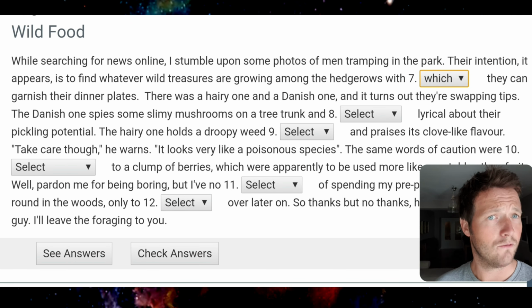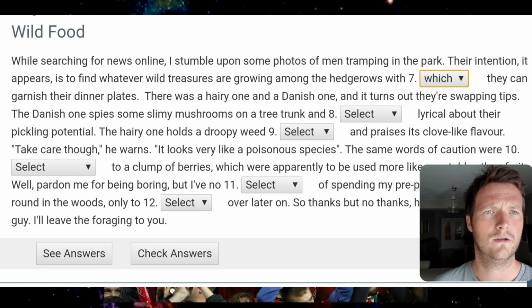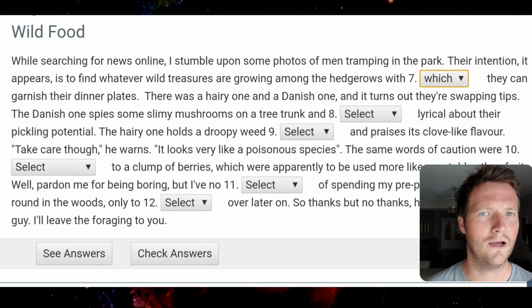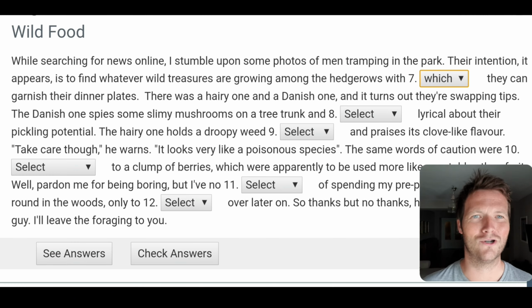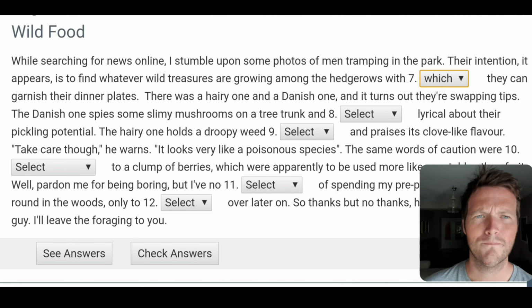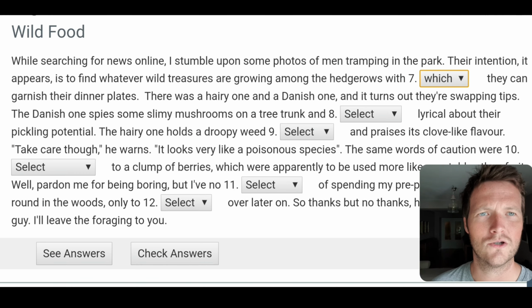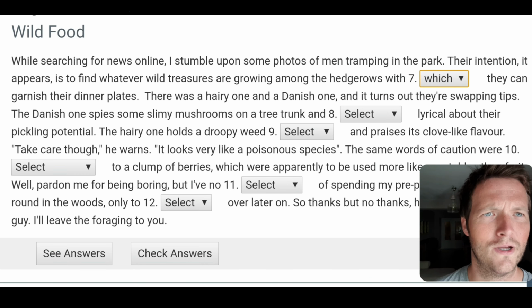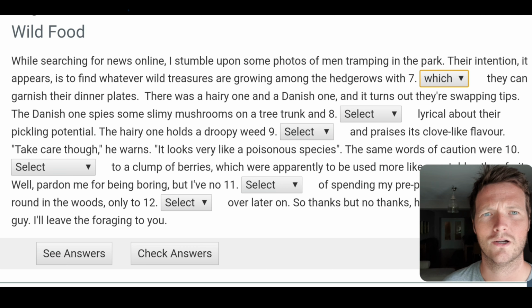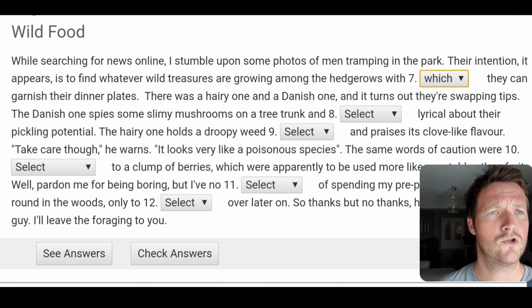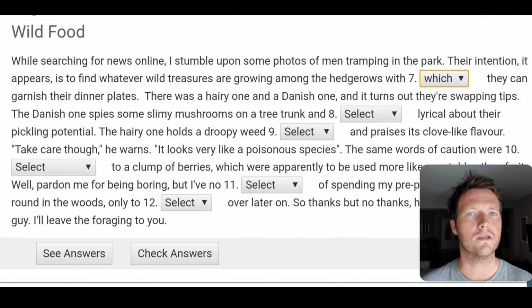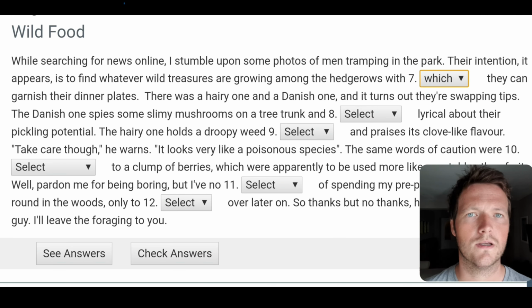There was a hairy one and a Danish one. I assume they're talking about the people, not the wild treasures that they were finding in the park. Strange way to describe them. One is hairy and the other one is from Denmark. Okay, there was a hairy one and a Danish one, and it turns out they're swapping tips. Okay, so they're giving each other advice.